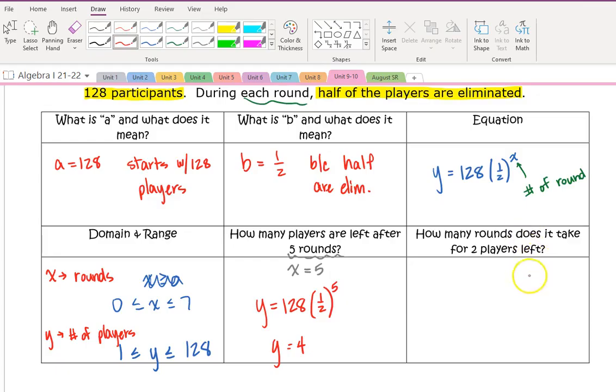All right, next one. After how many rounds does it take for 2 players to be left? In this case, this is a y equals 2. So replace your y, use your calculator, and see what you get. Pause your video, try your best, and then you can come back and check it.